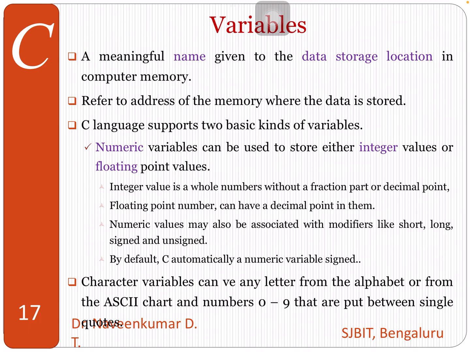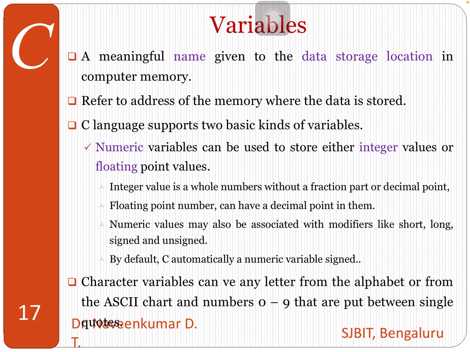One of the most integral parts of a C program is variables. What is a variable? A variable is any meaningful name which is given to a data storage location in computer memory. Whenever we define a variable, it is stored in computer memory. For that memory location, we need to give some name for that address. So this refers to the address of memory where the data is stored.